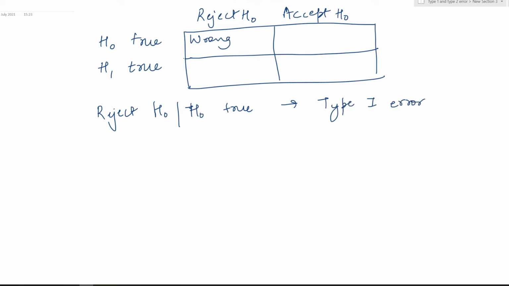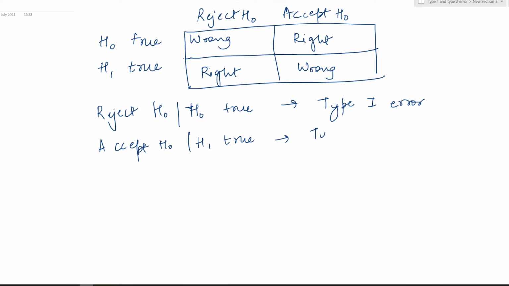Now we have H0 is true and we are accepting H0. That means this is right. Now we have our H1 is true and we are rejecting H0. That is also right. While our H1 is true and we are accepting H0, that is wrong. Accept H0 when H1 is true. This is our type 2 error.